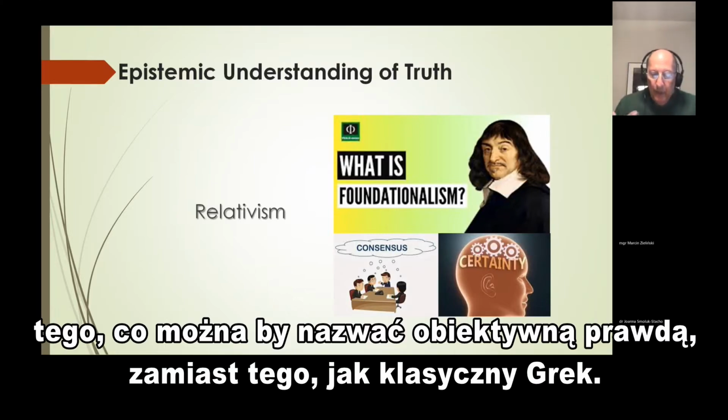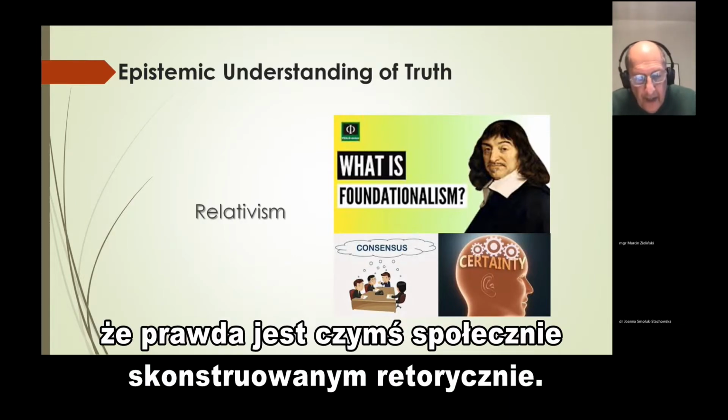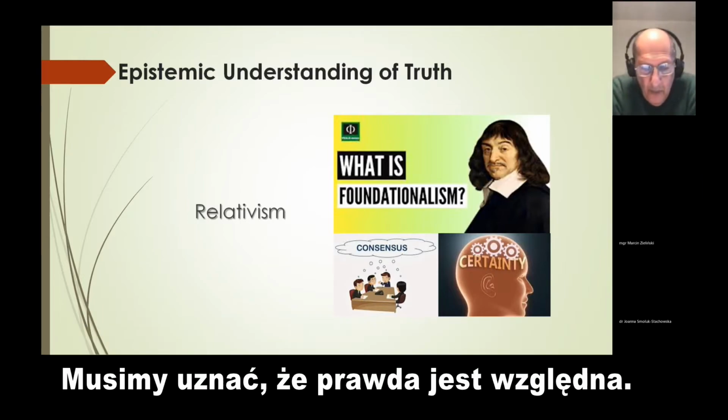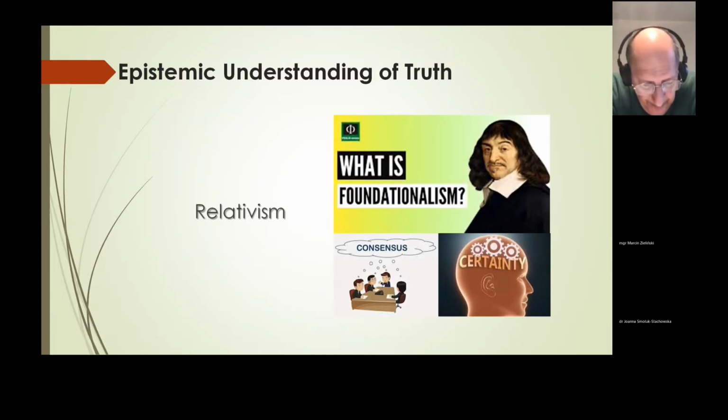It follows that if we have no foundational methods that produce truth on their own, then as the social constructionists and post-structuralists say, we can never reach what could be called objective truth. Instead, like the classical Greek sophists, contemporary constructionists and post-structuralists argue that truth is something socially constructed rhetorically. As different societies and different groups construct truth differently, we must acknowledge that truth is relative. That is, each society or group has its own truth. Next slide, please.